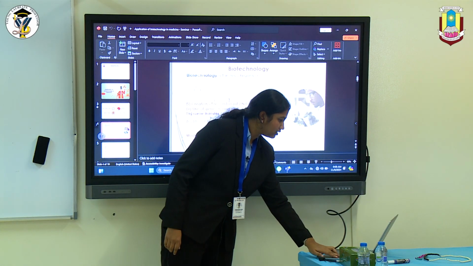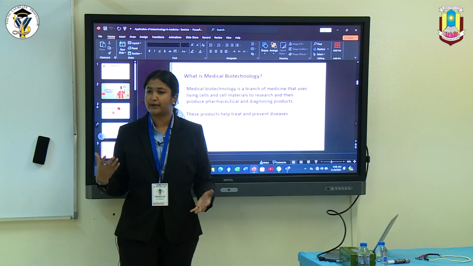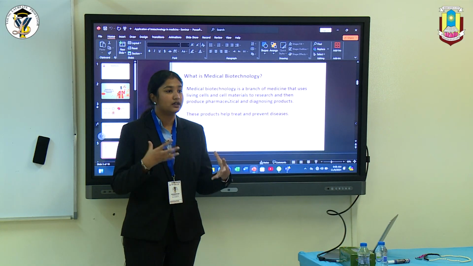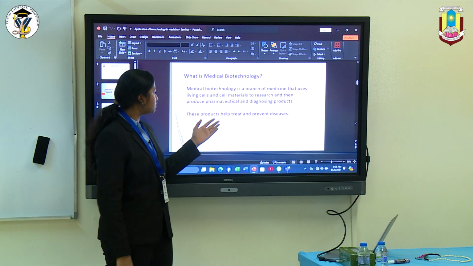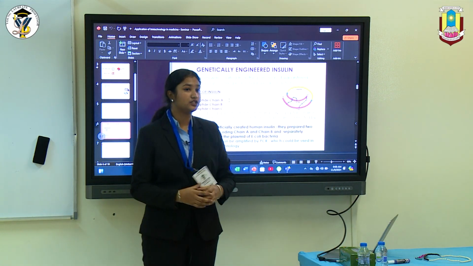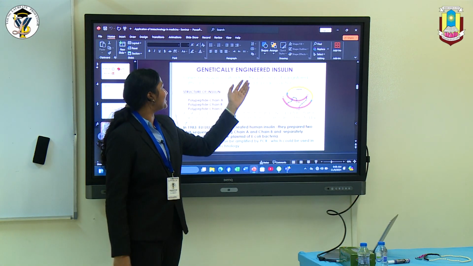So what is medical biotechnology? Medical biotechnology just means the use of biotechnology in medicine. We use biotechnology to do research and then find or invent new products and therapeutics that can be used to treat and prevent diseases. The first application of biotechnology in medicine is genetically engineered insulin.